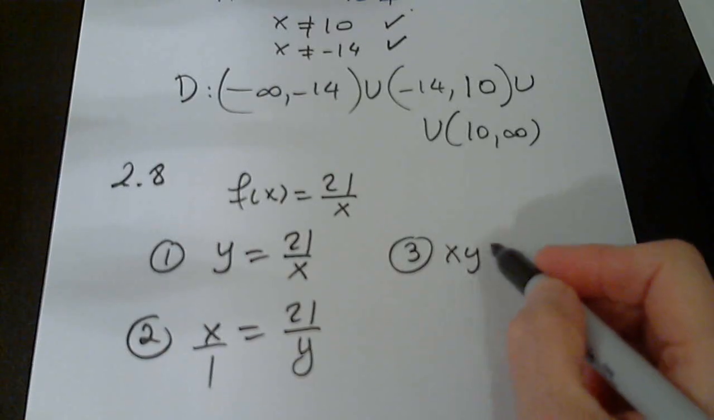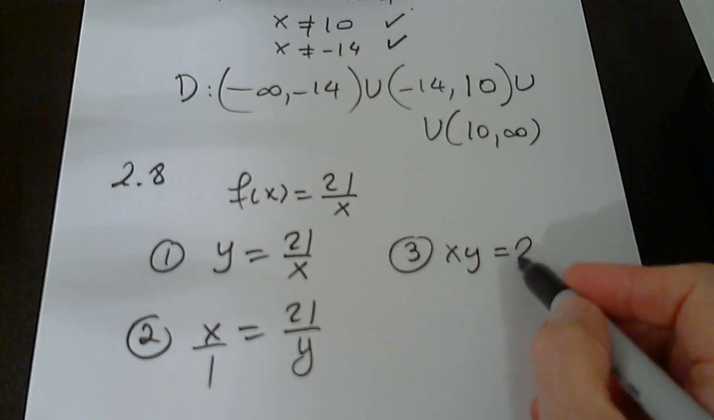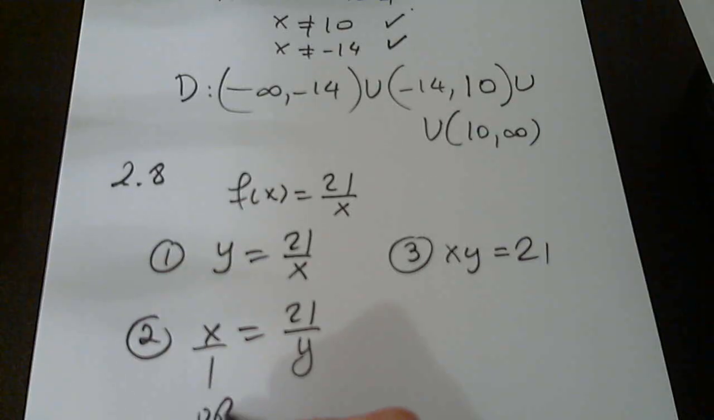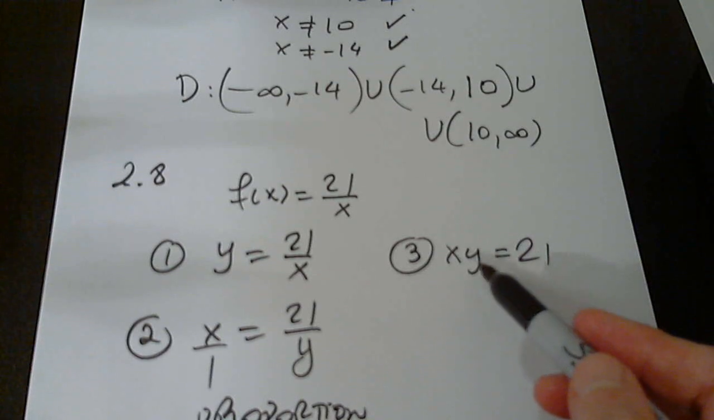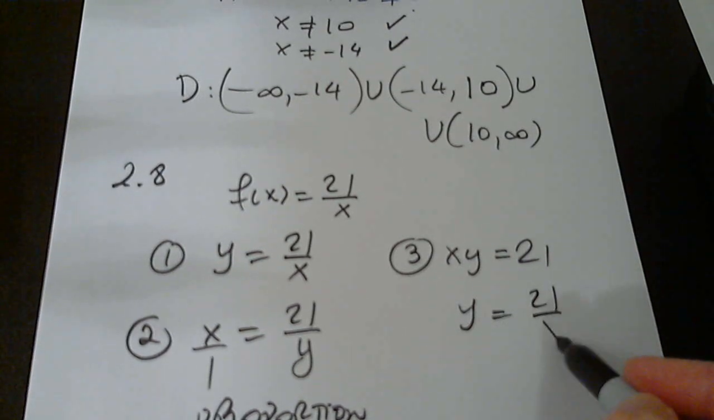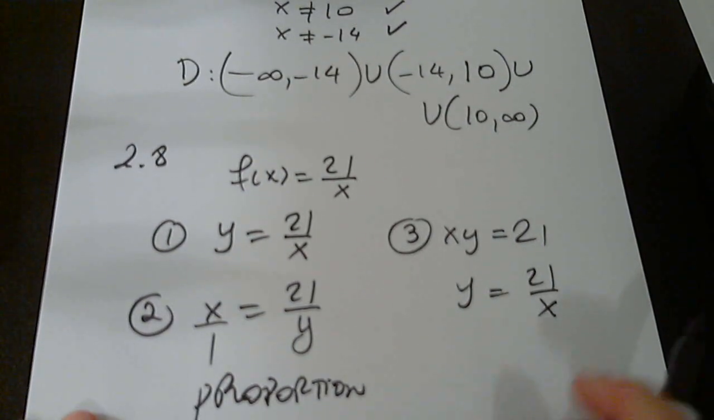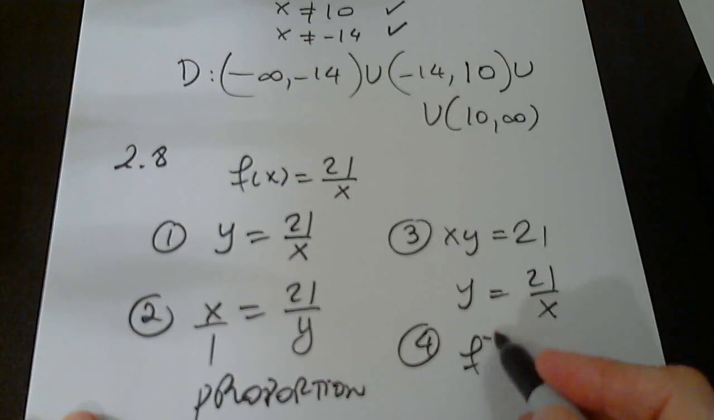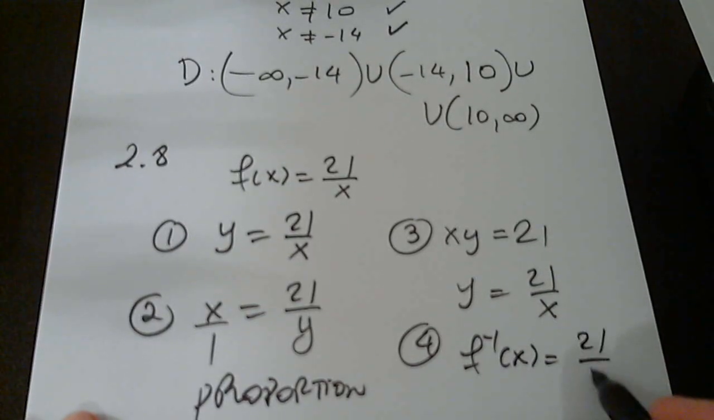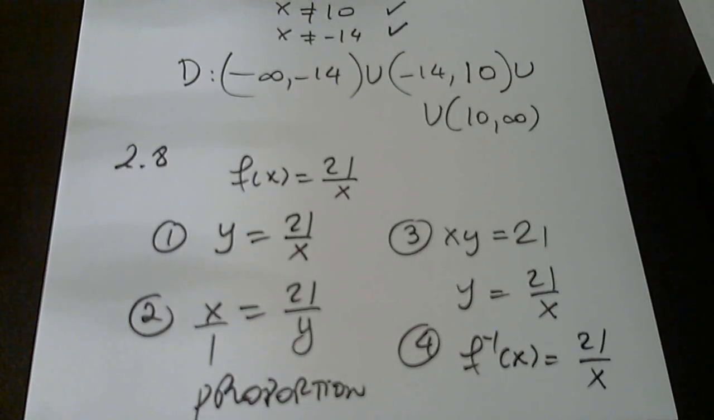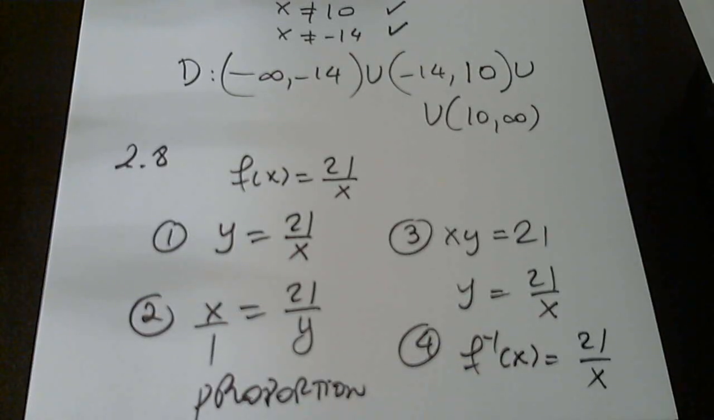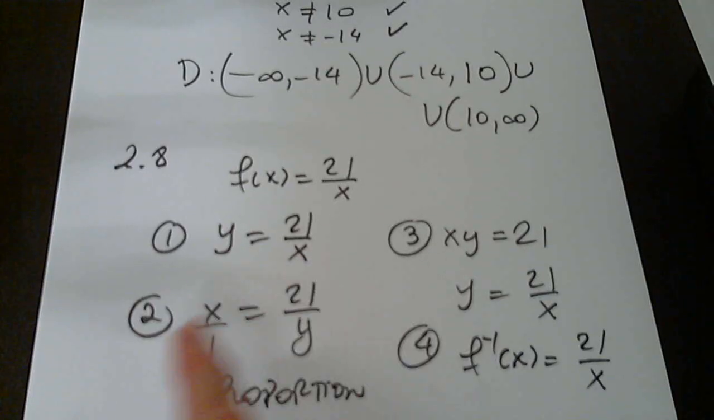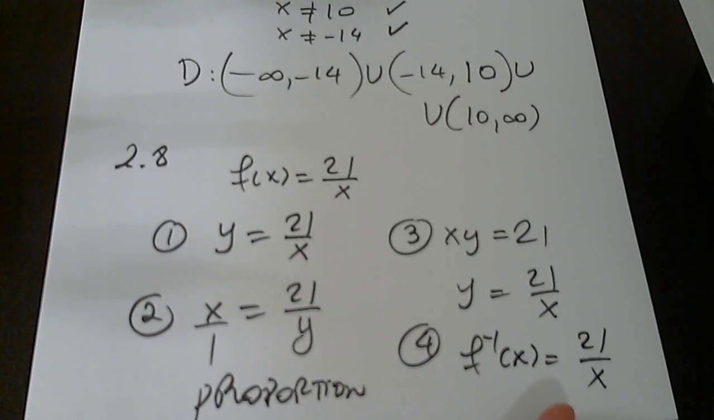xy equals 21 because it's a proportion. So now I solve for y, which is 21 over x. So in step 4, f inverse equals 21 over x. How interesting. The function and its inverse are the same. The function is 21 over x. The inverse is 21 over x.